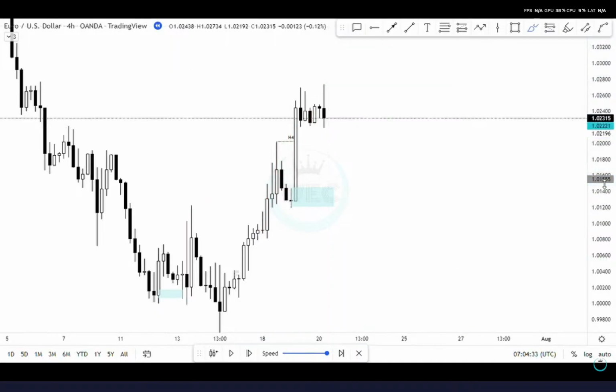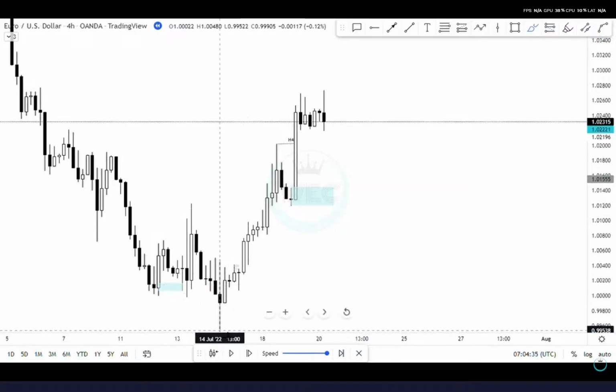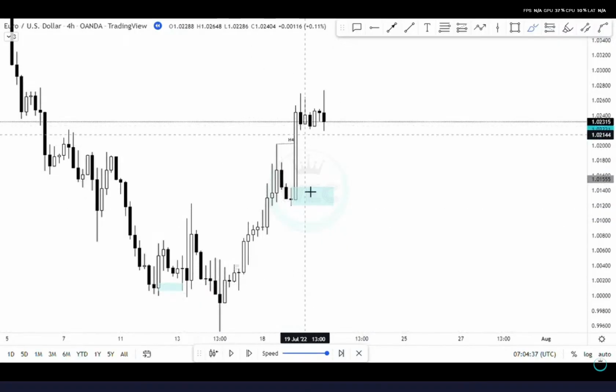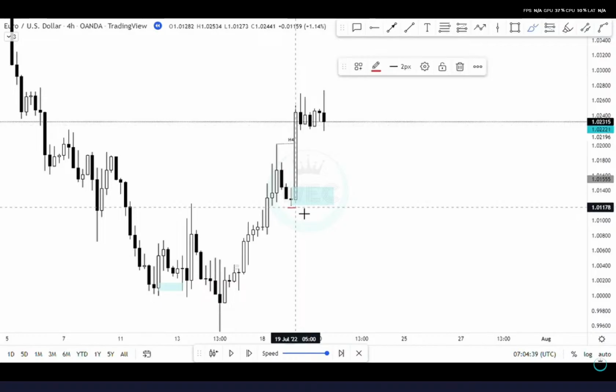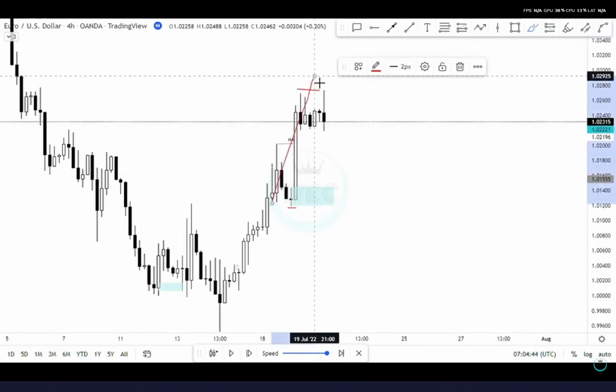So clearly we can see that H4 is making higher highs and higher lows, and this was my recent higher low that made this higher high. So I'm working within this H4 swing leg, right?